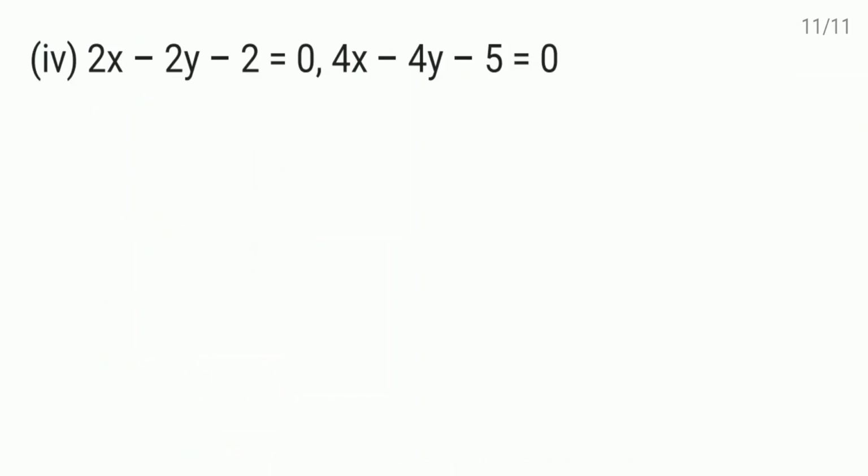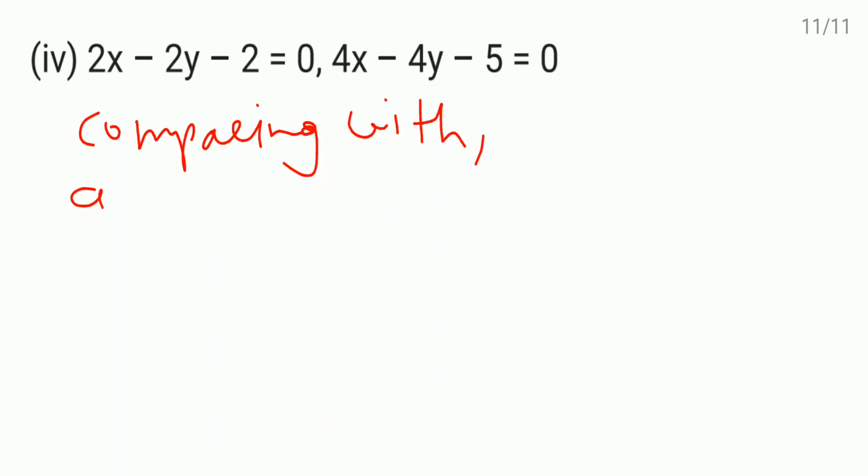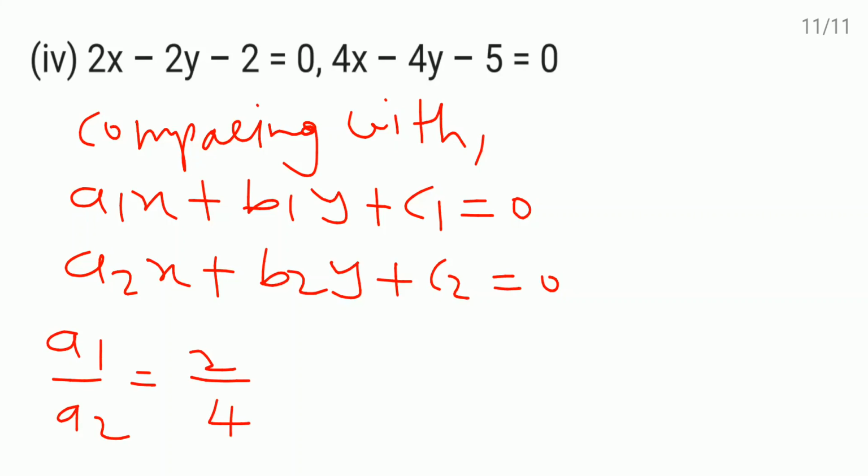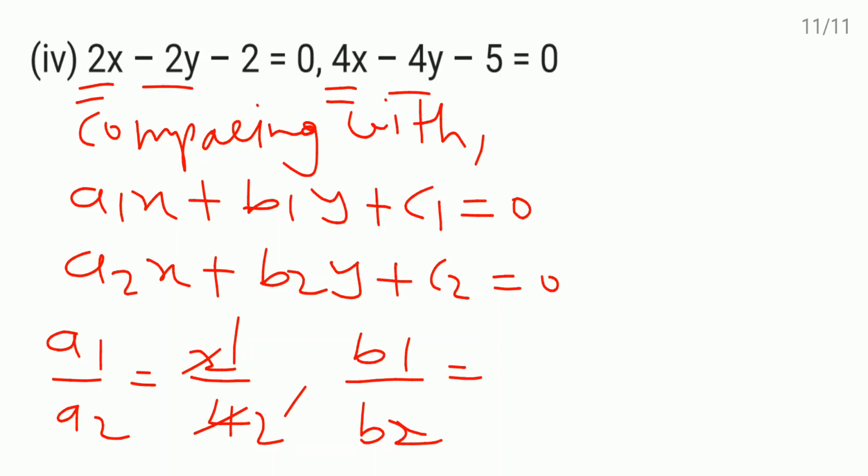Let us see the next one now. Here also, comparing with a1x plus b1y plus c1 is equal to 0, a2x plus b2y plus c2 which is equal to 0, and then a1 by a2, 2 by 4, this is 2, this is 4. You can cancel it, 1 by 2. b1 by b2 which is equal to minus 2 by minus 4.